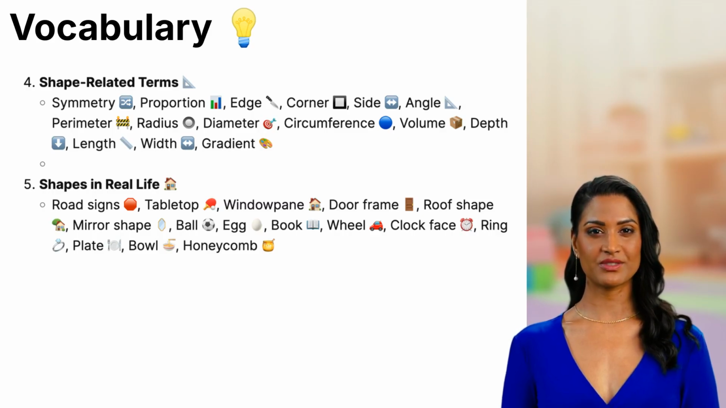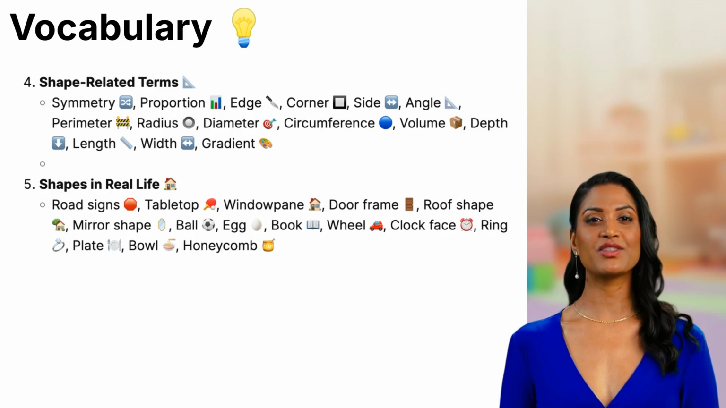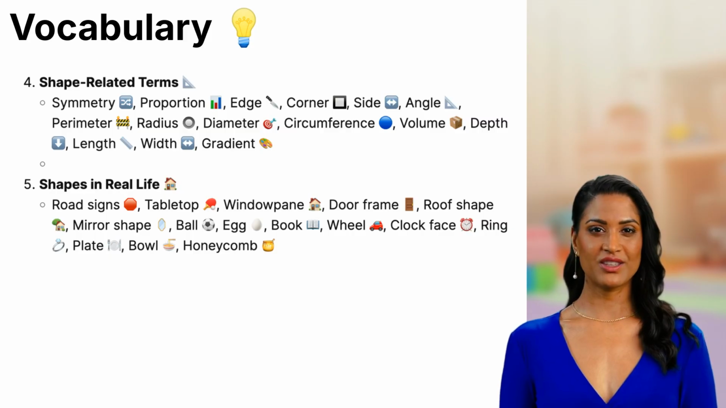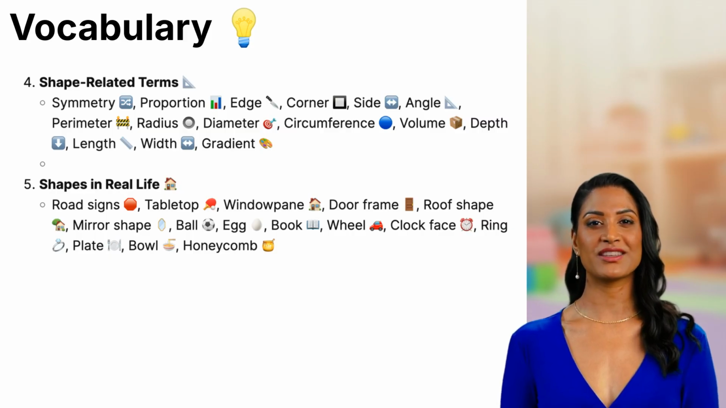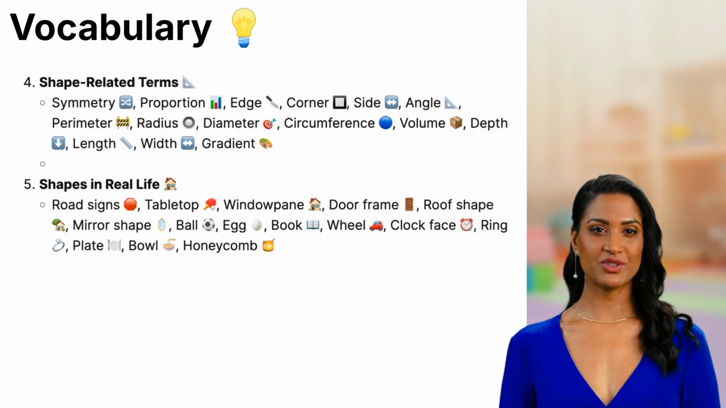5. Shapes in real life. These are examples of how different shapes appear in everyday objects. Road signs, often shaped like circles, triangles, or octagons. Tabletop, usually rectangular, square, or circular. Window pane, typically rectangular or square. Door frame, mostly rectangular in shape.